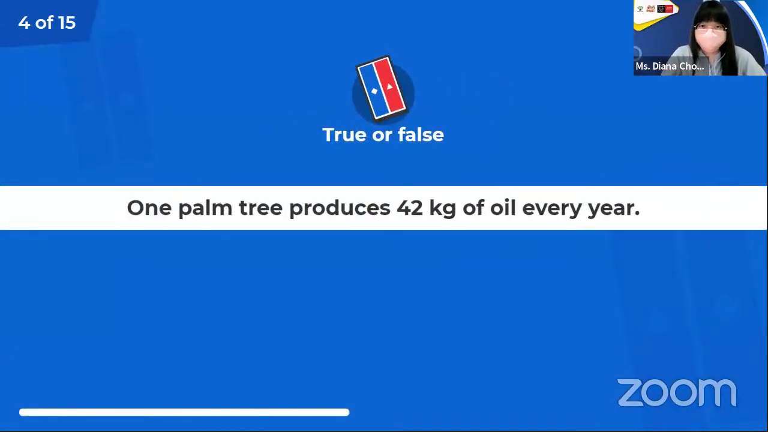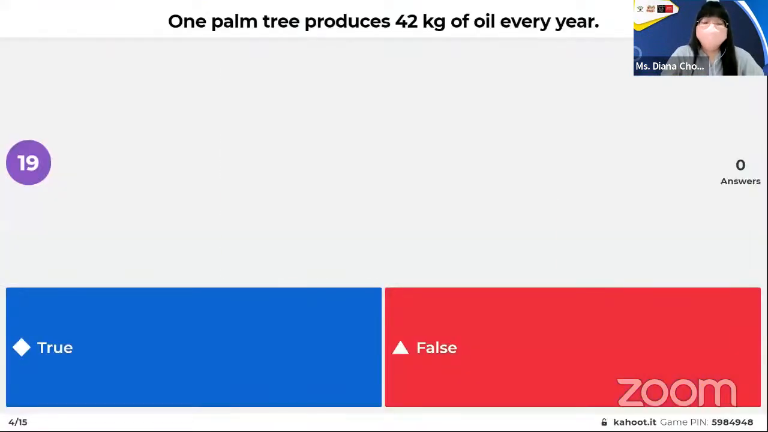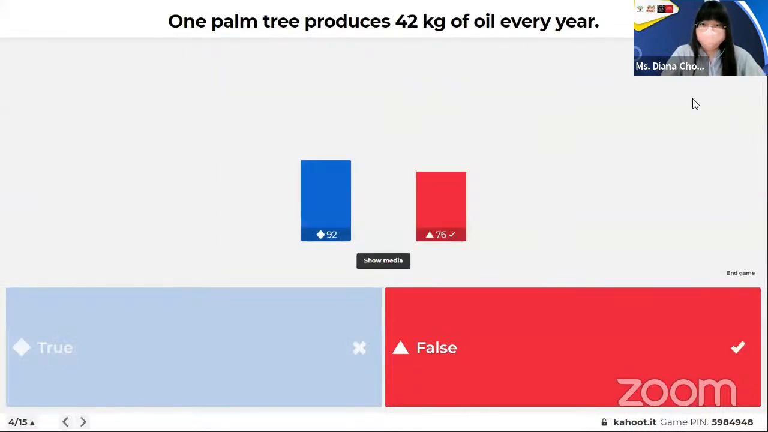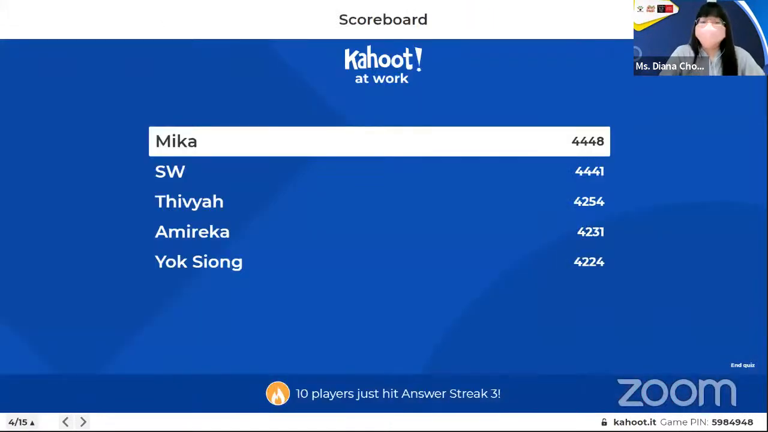Now it's a true or false question. 1 palm tree is able to produce 42 kilograms of oil every year. Is this true or false? Okay, we have answers logged in. And what's the answer now? Okay, so the answer is actually false.